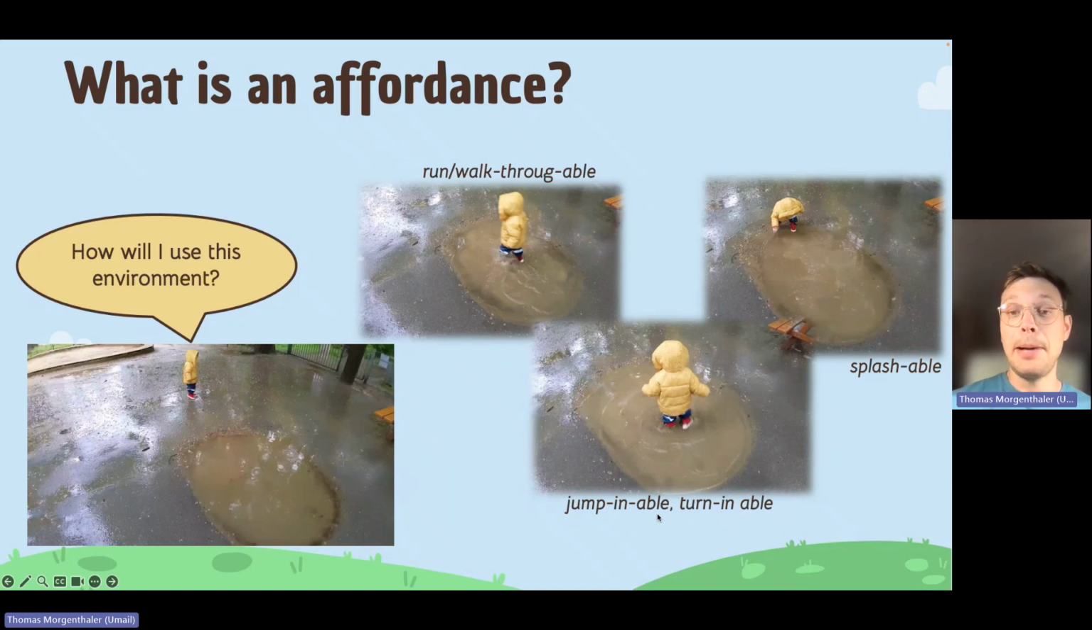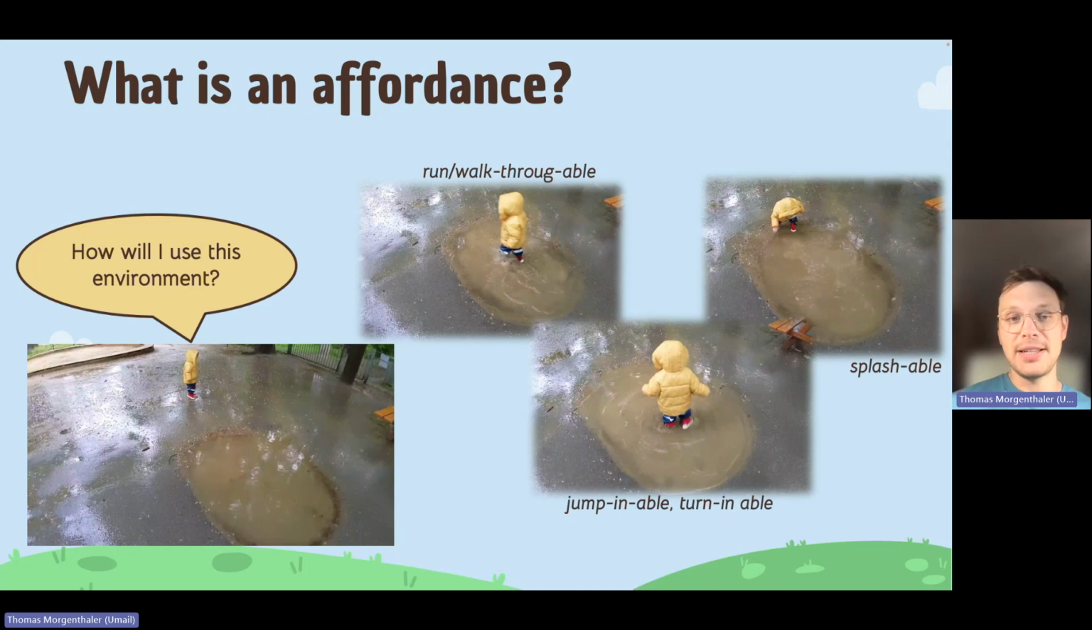Let's look at an example. As you can see here in the first picture, this is a playground in Vienna. It just has rained and a puddle has formed. So you can think now about that environment. How will this child use this environment?